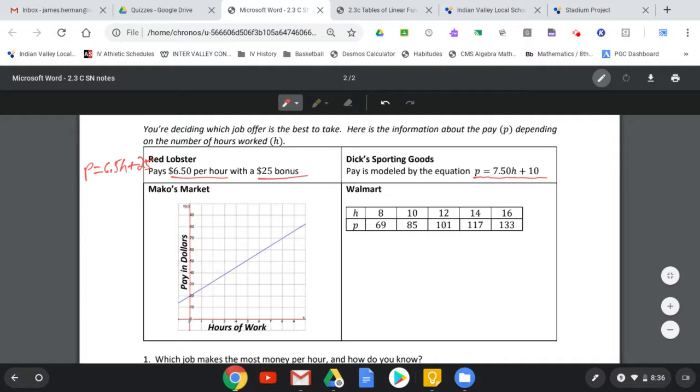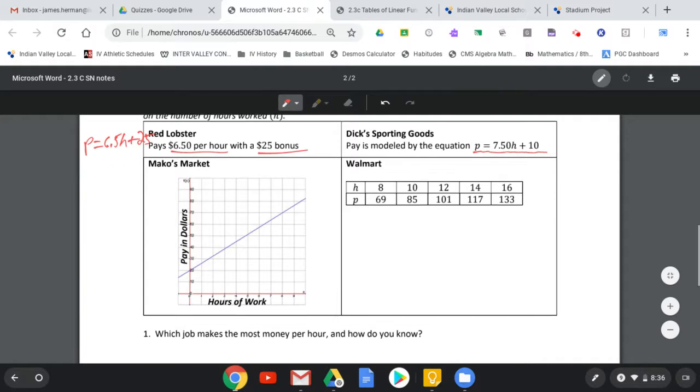Very good. So what's better about Dick's Sporting Goods? They give us the equation. No, not only that, about the actual job. They pay more per hour. However, Red Lobster gives you a bigger bonus. And what's that bonus again? Is that every day? No, it's probably per pay period. Okay. All right, let's look at Mako's Market.